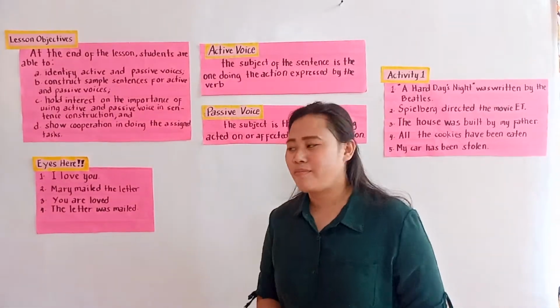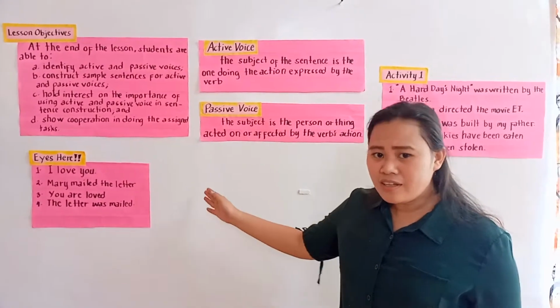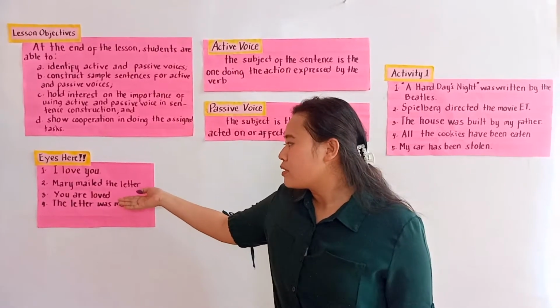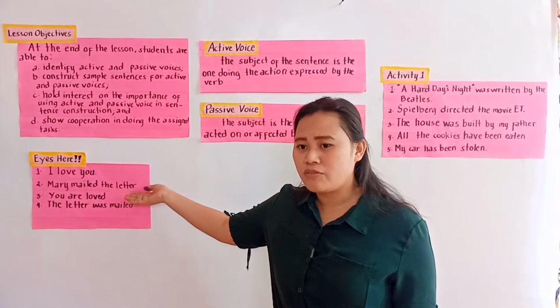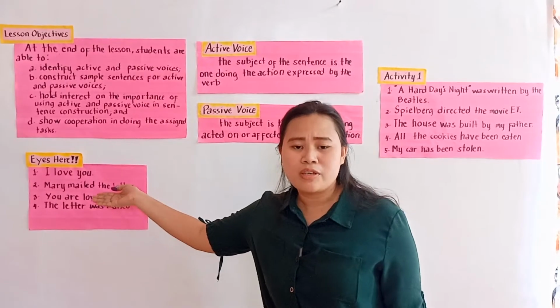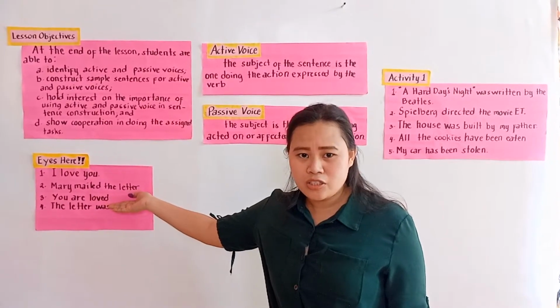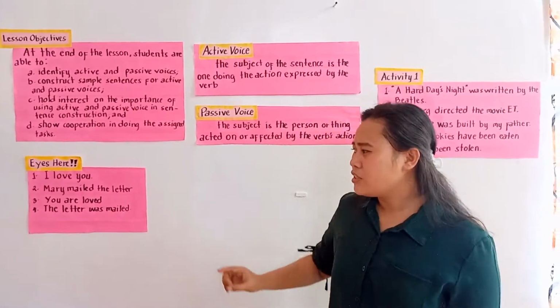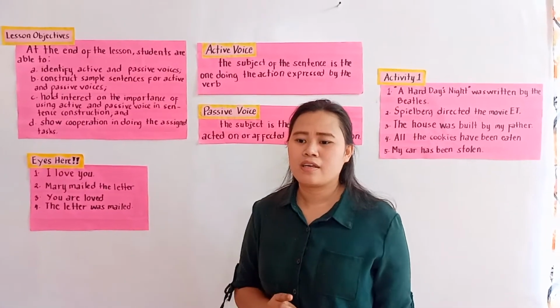The letter was mailed. Okay, so as you notice here, what do you see, or what is the construction of our sentence? Can you see the doer of the action? What is the action, or who is receiving the action? Okay, let's start with our first sentence.